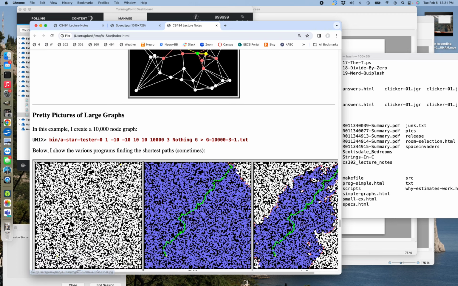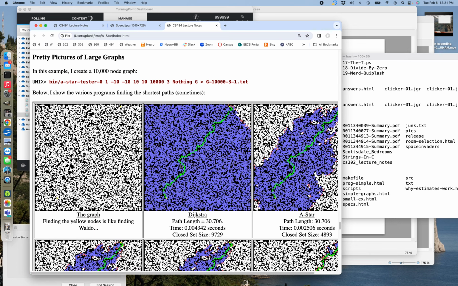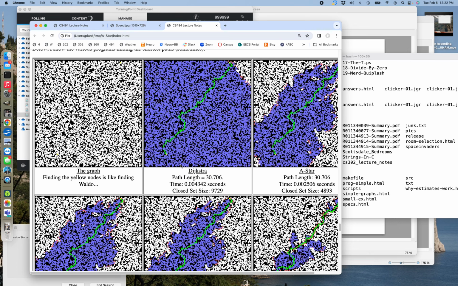All right, and so now here are my pictures of big graphs. Right? So here's the graph. As I said, finding the yellow nodes is kind of like finding Waldo. There it is. Here's Dijkstra, visiting almost all the nodes. Here's A star, which, as you note, narrows that search.